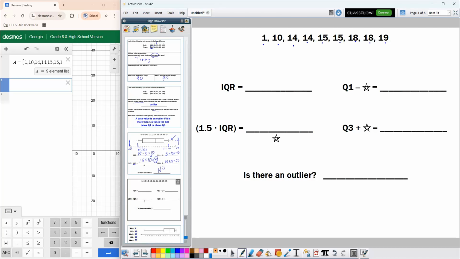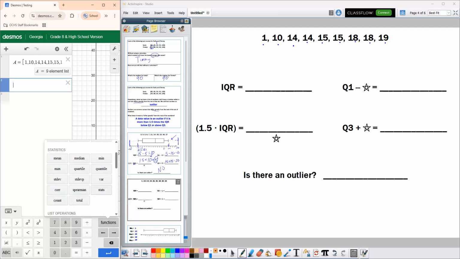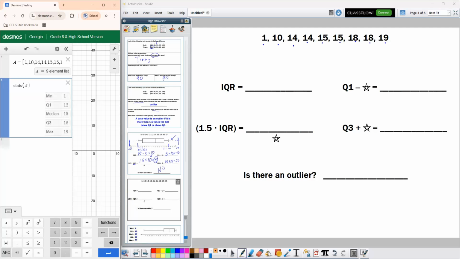Sweet. So if I want to find the IQR, that's Q3 minus Q1. How do I find Q3 minus Q1? I've got to find the stats of that data set that we just had. So stats of A. IQR, Q3 minus Q1 would be 18 minus 12. That is 6.